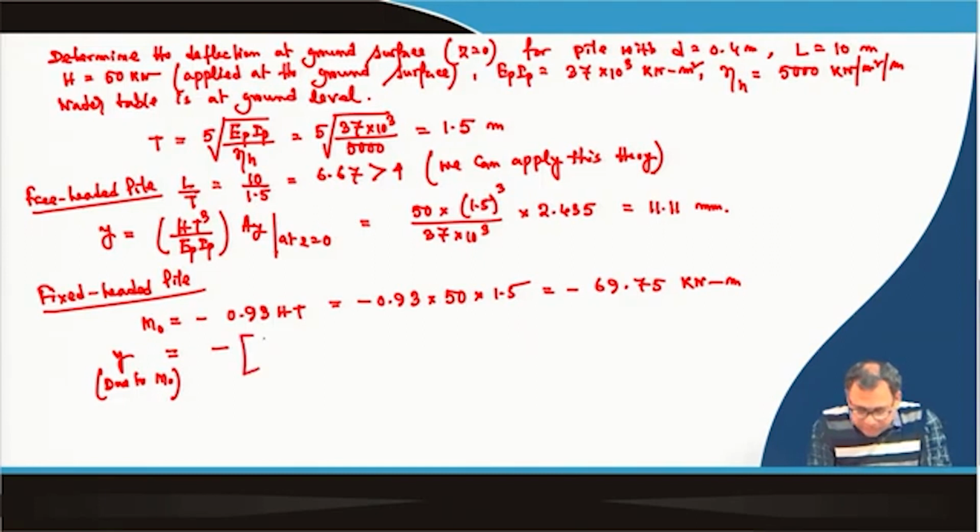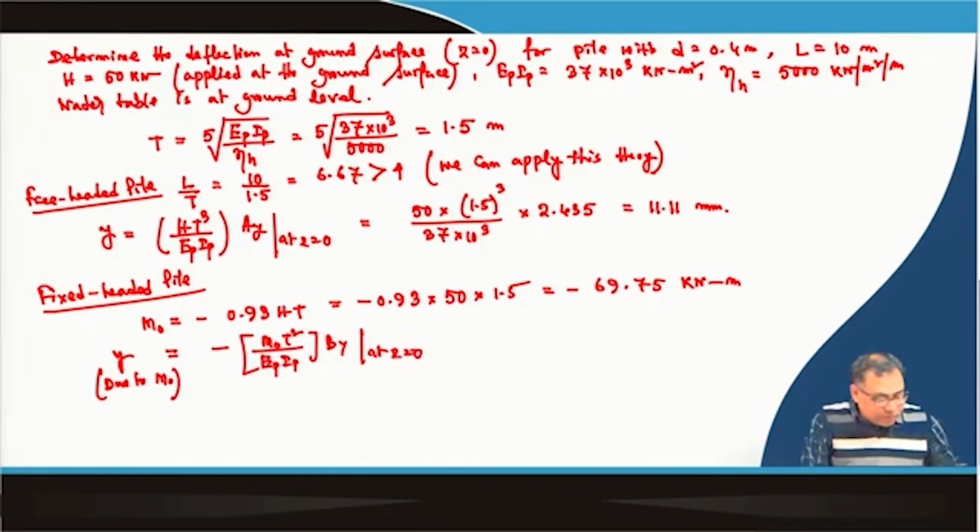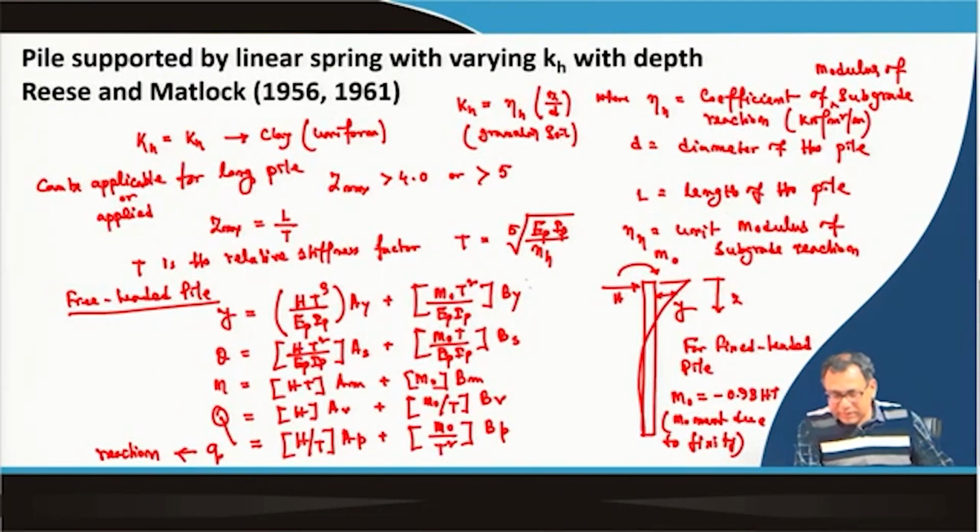So, this will be M0 t square divided by EpIp, then By at z equal to 0. So, what is By at z? Because this is the moment contribution, because now in the second case, when the pile is a fixed pile, we are considering the deflection due to this moment, and that time again the free headed deflection you will consider, but you have to subtract this deflection due to this moment M0, which is developed due to the fixity of the pile.